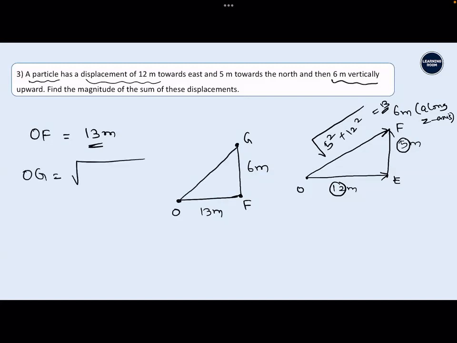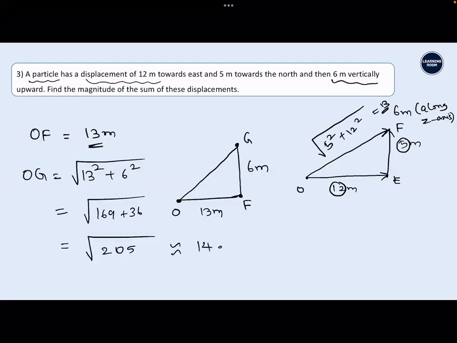OG will be the square root of 13 squared plus 6 squared, which is the root of 169 plus 36. How much is this? The root of 205, and the square root of 205 is approximately 14.33, because the square root of 196 is 14, so it will be closer to 14. So the answer will be somewhere around 14.33 meters.